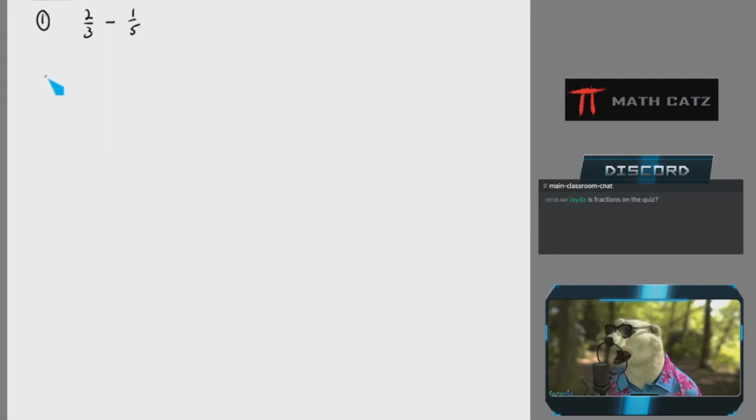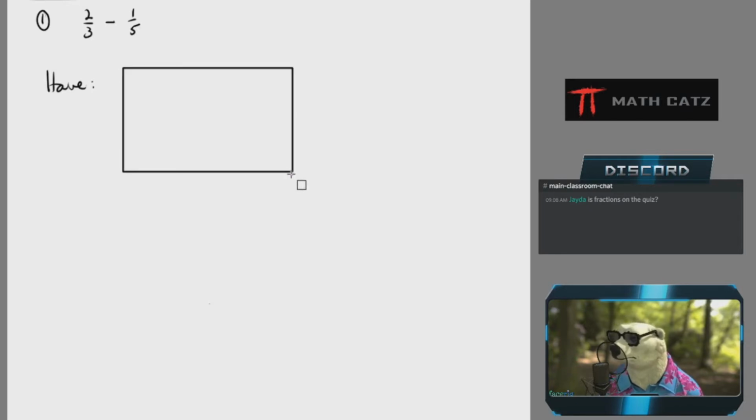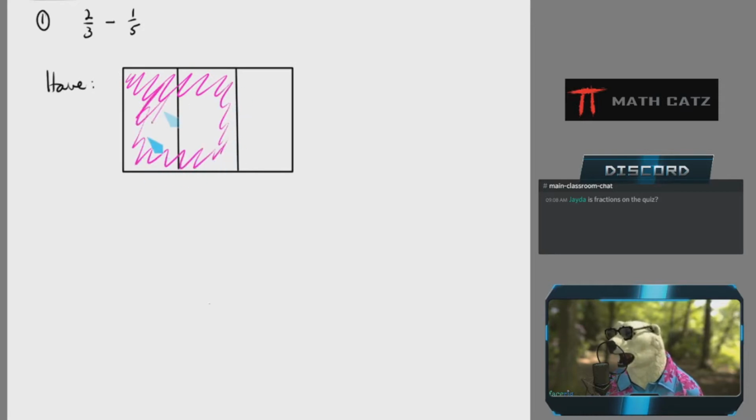So I start with the first number, what I have, just like before. I don't have much, but it's something. I'm going to split it vertically into 3 slices. And then illustrate what I have. I have 2 of the slices. Not too bad. All right.